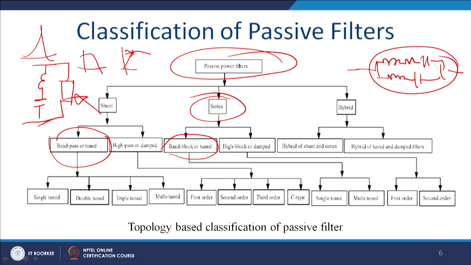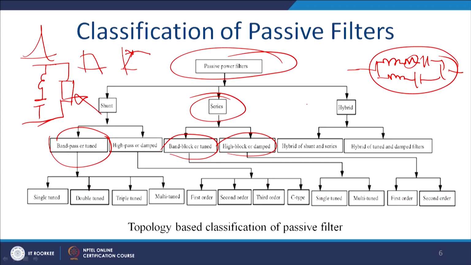Now, it is high block or damped, that is also possible. Generally we have to provide the damping in the series circuit, otherwise series resonance sets in and high current will be flowing. So, we require to always damp these passive filters when it is in a series connection, and thus it is a loss. Generally you have to put a resistance in series, and we will see later that by the control system also you can have active damping. So, high block or damped.